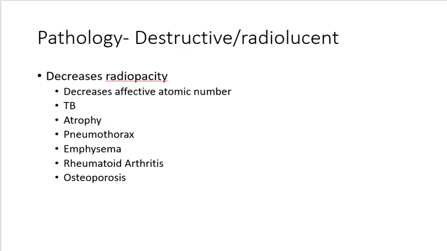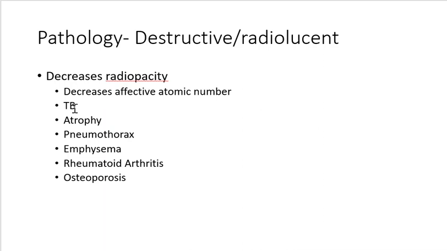So destructive pathology is very radiolucent, and it reduces or decreases radiopacity. So we get a decrease in the effective atomic number, and some obvious examples that we see are pneumothorax, emphysema, rheumatoid arthritis, osteoporosis, but possibly TB. TB is really kind of squirrely.